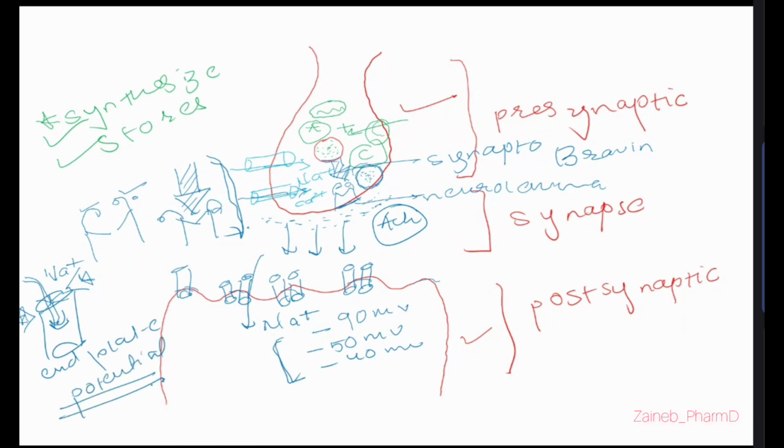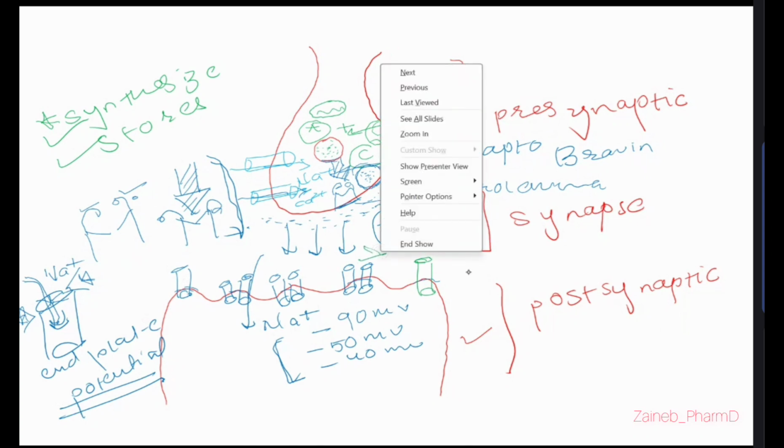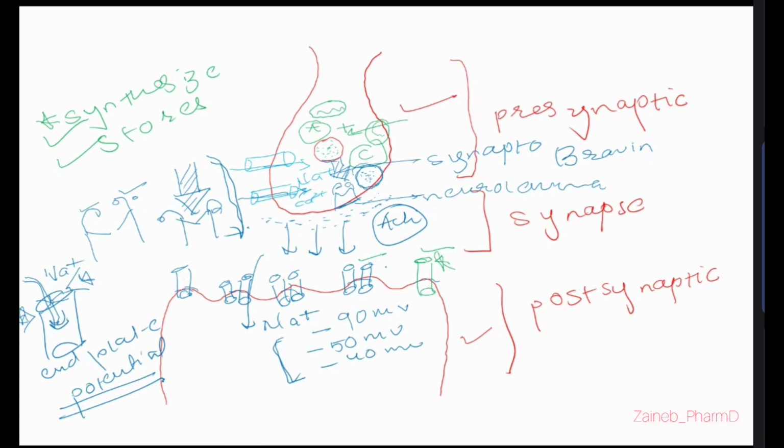When this end plate potential approaches a threshold, it activates another voltage sensitive sodium channel. So this is also a sodium channel and this is also a sodium channel, but this is the acetylcholine sensitive sodium channel and this is a voltage sensitive sodium channel. So again there is a heavy influx of sodium inside the postsynaptic membrane, and when the positive ion enters the membrane, it undergoes a wave of depolarization, and this wave of depolarization spreads through the sarcolemma.